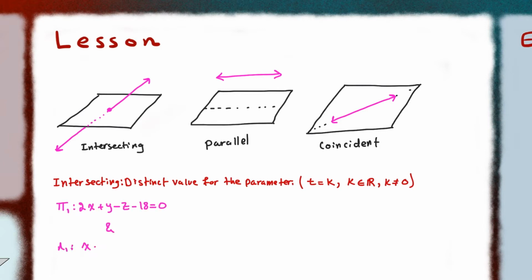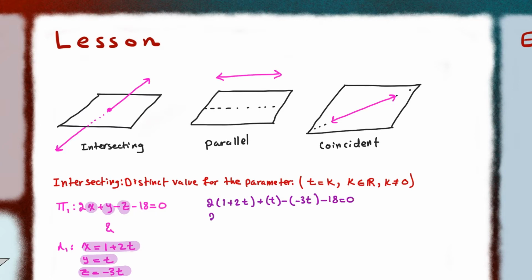Here's an example. We've got plane pi 1 and line 1. To figure out the relationship, we are going to use the parametric equation and plug in the x, y, and z value into the Cartesian form of the plane. So in this case, 2 times, instead of x, we're going to use 1 plus 2t. Instead of y, we're going to use t. And instead of z, we're going to use negative 3t. Then we are going to expand. So we're going to have 2 plus 4t plus t plus 3t minus 18 is equal to 0.